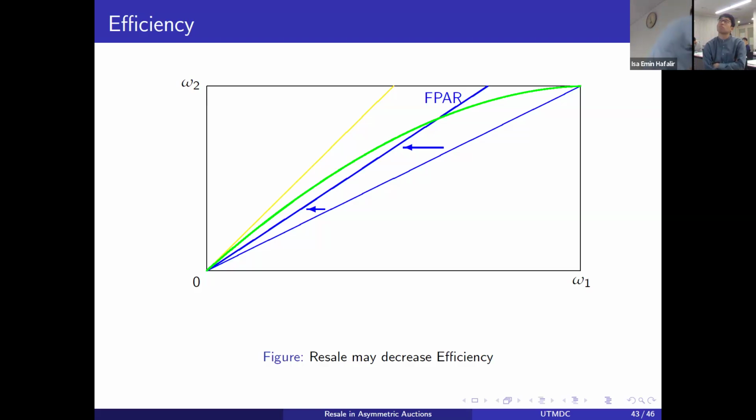This is a good pen, sorry. Okay, so this is the efficiency line. And this is what first price auction without resale will give you, right? Okay. And then this is the allocation at the end of the auction, but before the resale stage, and let's say that this is a half point. This is going to be the half point, right?